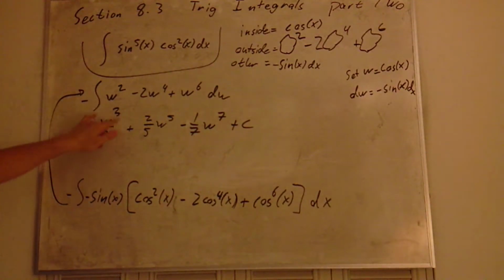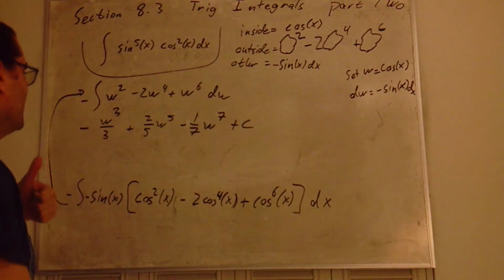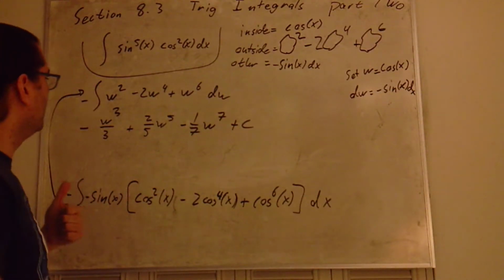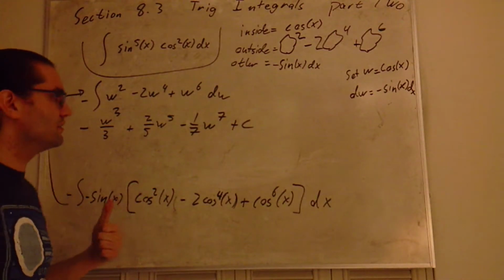Negative third, positive 2/5, negative 1/7. Yes, okay. I've convinced myself that I haven't made a mistake yet. If you ever do catch me making a mistake, please leave a comment. I'll fix it.